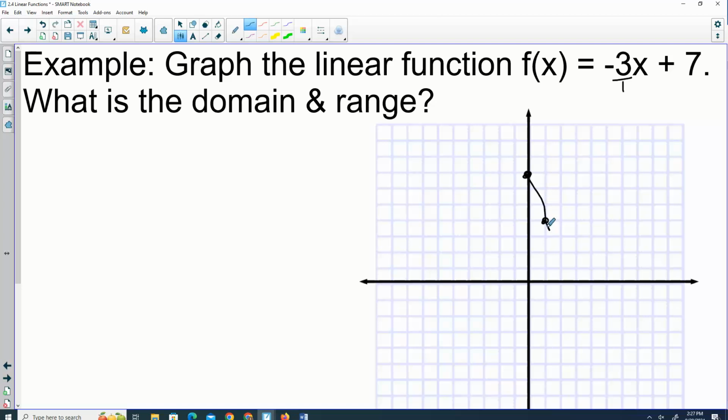So, we know our line, we have 2 points. Just when you draw your line, make sure you are putting arrows on the end. I always have people that just try to connect their 2 dots and pretend it stops and keeps going in both directions. All right, what is the domain of this line? And what about the range?